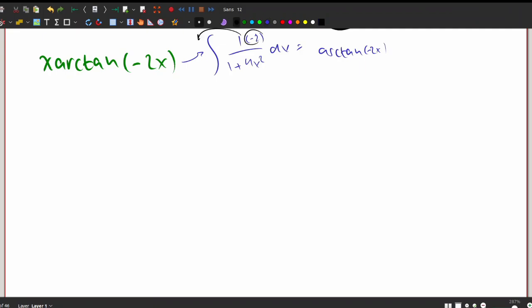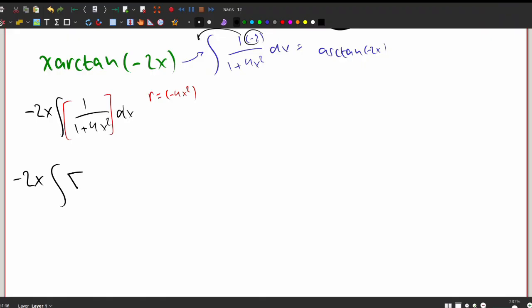So that's what I'm going to do right now. I want to say this is -2x times the integral of 1 over 1 plus 4x squared dx. Now, this form instantly becomes recognizable as our geometric sequence, where r is equal to -4x squared. So this becomes -2x integral of the infinite sum from 0 to infinity of (-4x squared) to the n, integral with respect to x. And I'm going to expand this.